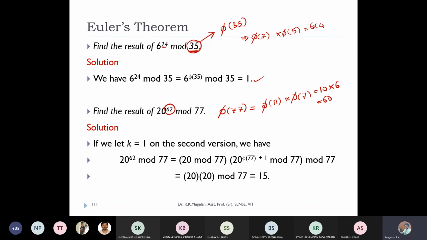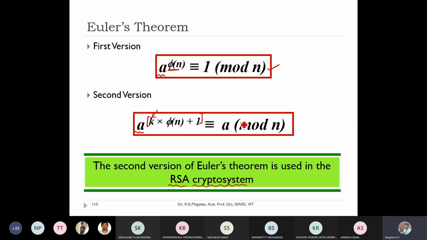Even if you want to go with the first version, since you can write 20 square mod 77, I'm speaking from the examination point of view, you can go with the first version: 20 times 60 mod 77, which will run to 1, and you can use a calculator to find the answer. If you want to go with the second version, I want everyone to note down these two versions as of now, because I want everyone to keep this as a handy one page.